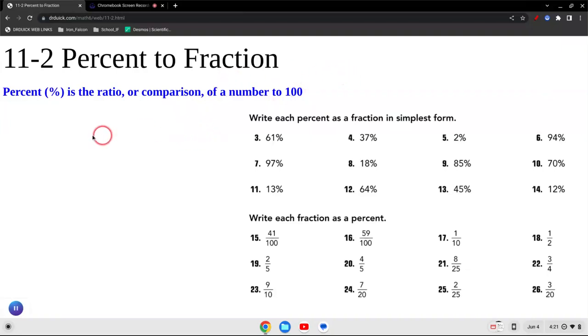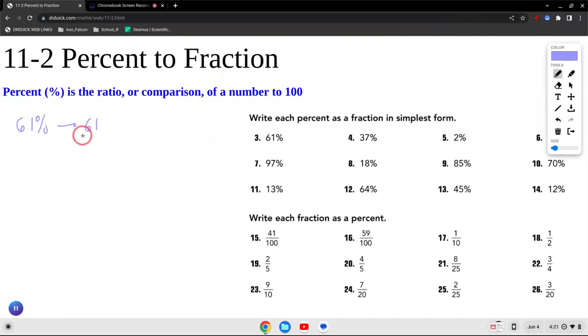Percents to fractions. And it's not really hard. The hardest part's reducing, if that may be the case. Let's just grab a couple of these and start messing with them and see what happens. If I've got the number 61%, the first step is to take this and make it 61 over 100.